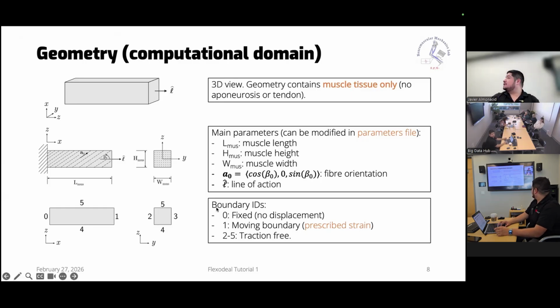And we also need to be aware of the boundary IDs, right? So we're going to have this geometry, and then it comes with these boundary IDs. On the left side, it's going to be ID 0, right side, ID 1. The left side is a fixed boundary. There's no displacement there, so we have a zero Dirichlet condition. And then on ID 1, we're going to have a moving boundary. So that's where we're going to prescribe the strain. All the other faces, so 2, 3, 4, and 5, the other four faces of this cuboid, are all traction free, right? So they're free to deform without resistance, basically.